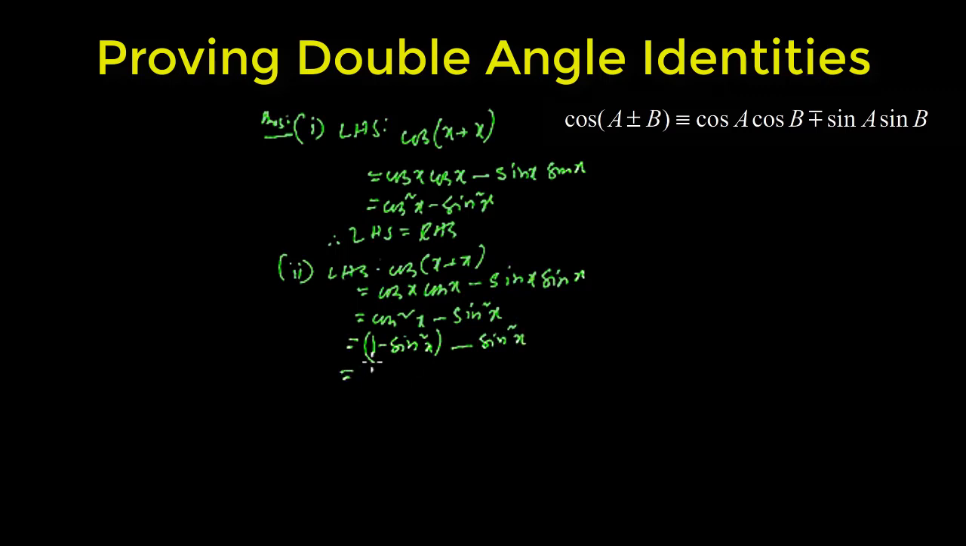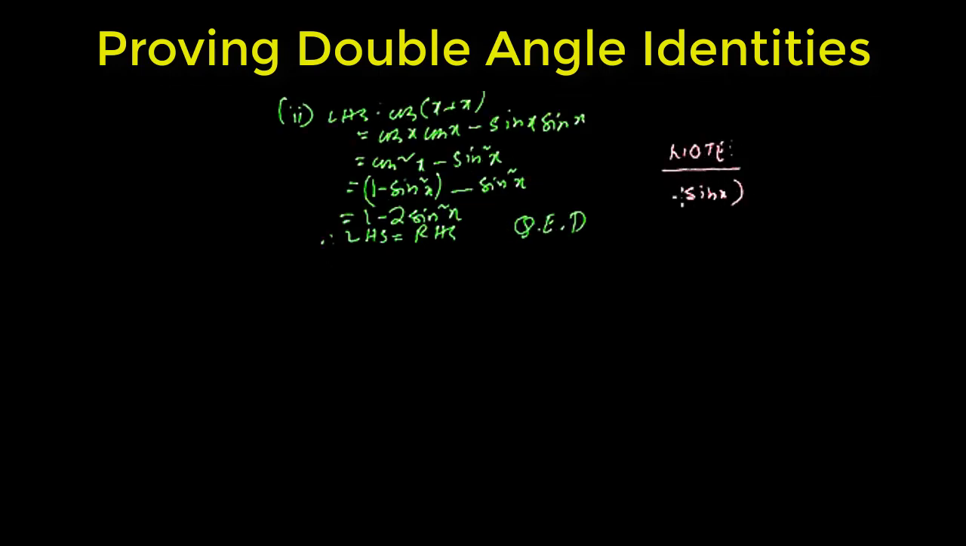Now if you remove the bracket, it will be 1 minus sine squared x minus sine squared x, it will be 1 minus 2 sine squared x. So therefore the left hand side is now equal to the right hand side, and we have proved QED. Proved.